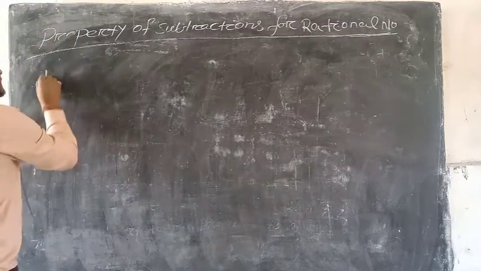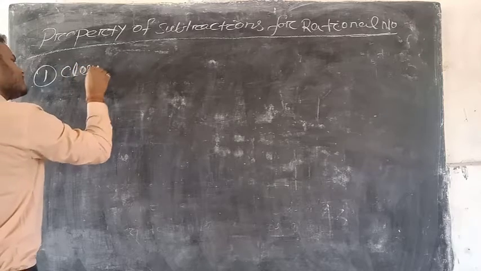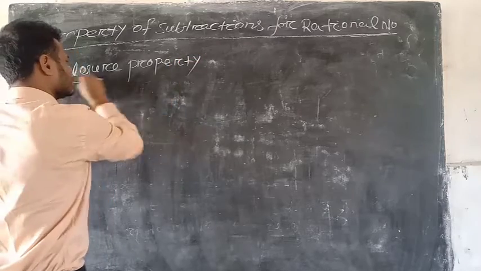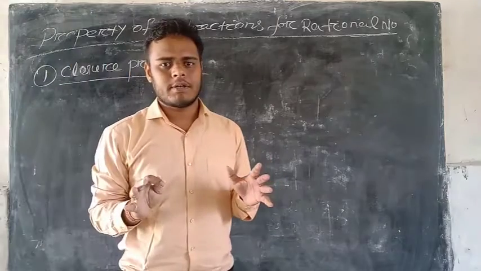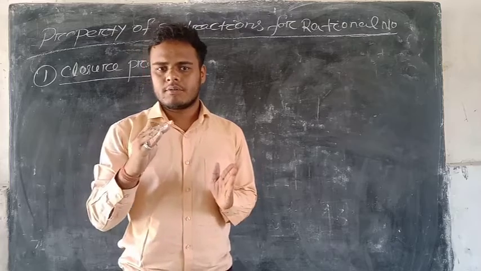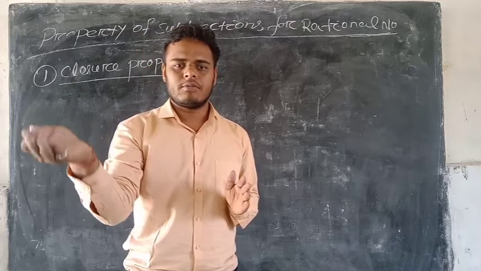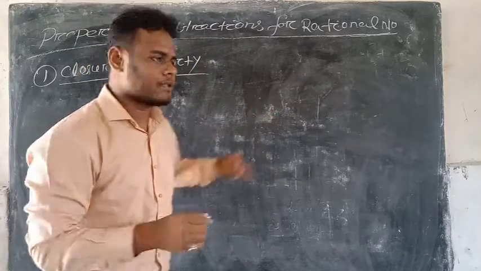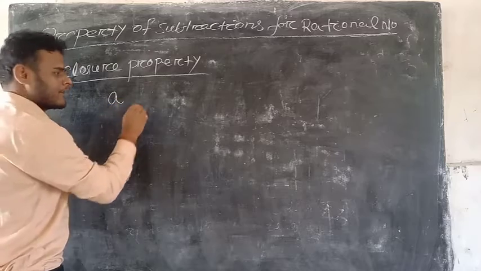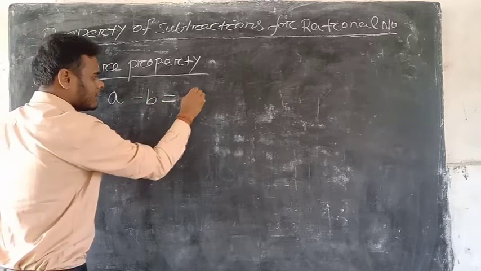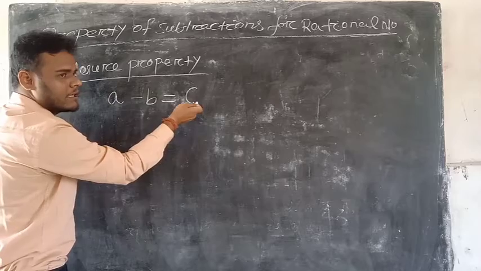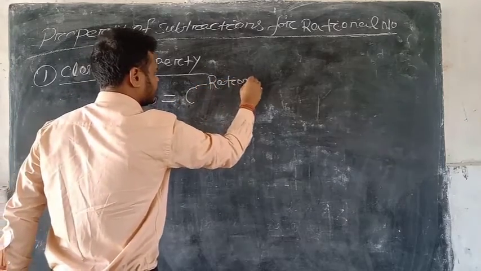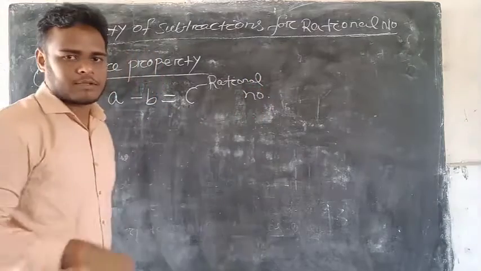So the first property is the closure property. According to the closure property of addition, two rational numbers will add to form another rational number. Like this, the property of subtraction is also similar. If A is a rational number and B is a rational number, then the result C is also a rational number. This is the closure property of subtraction.